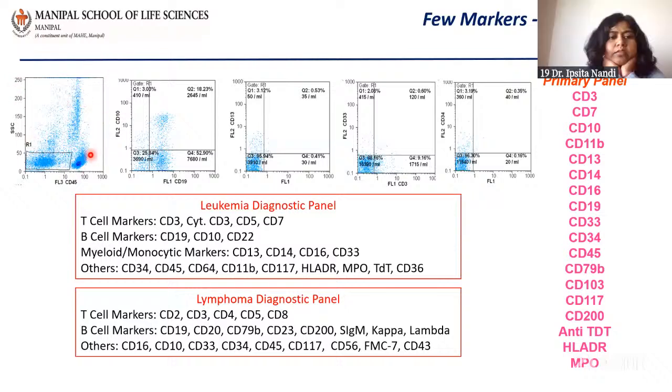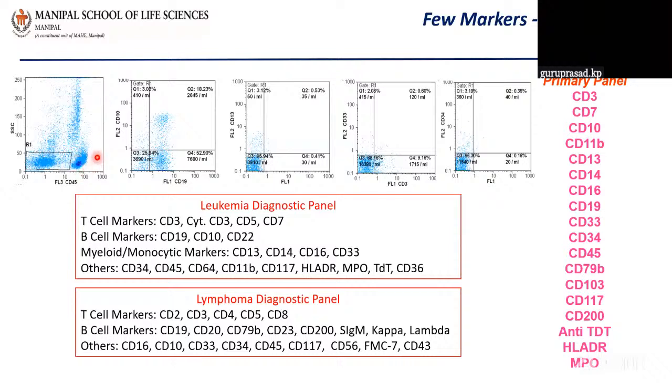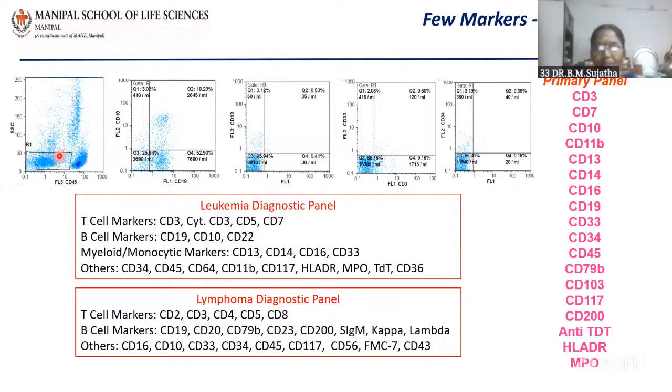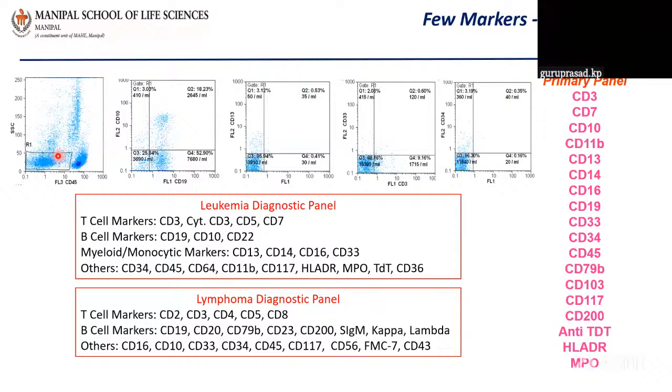Yes, sir. On this right side, you can see a cluster of dots. All these cells are brightly positive for CD45. That means all these cells have CD45 on the cell surface. That's why they are giving more fluorescence. Whereas blast cells or the precursor cells have very little CD45. And based on these differences, we can identify them as stem cells.